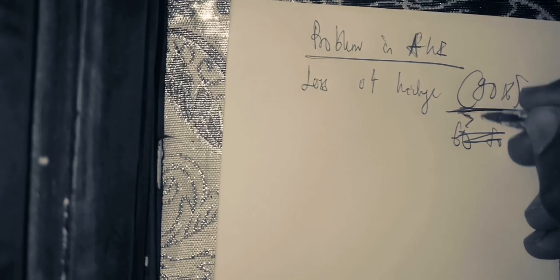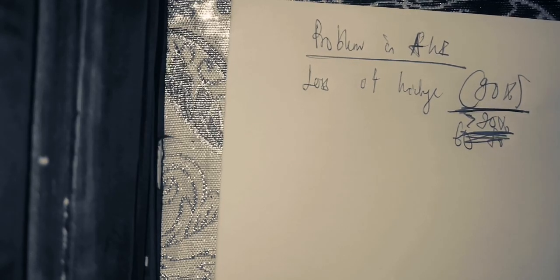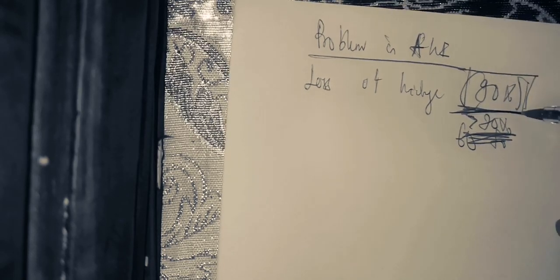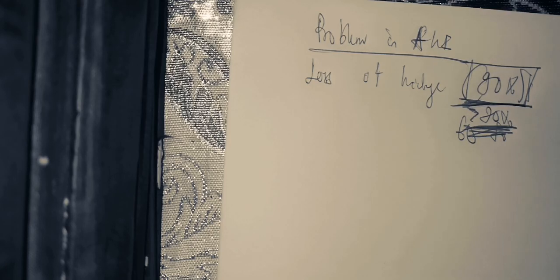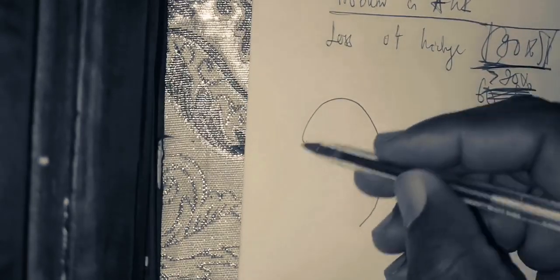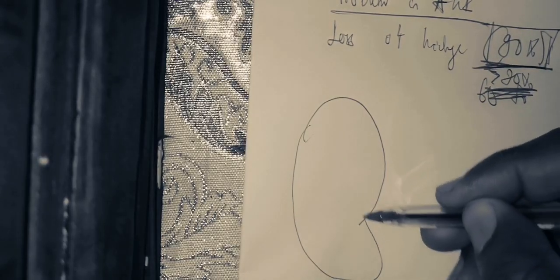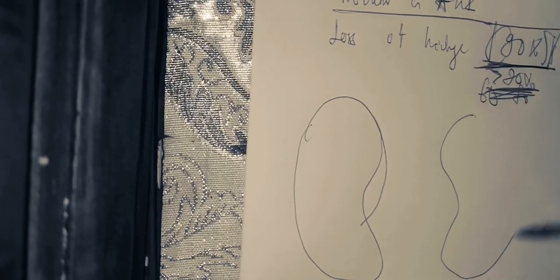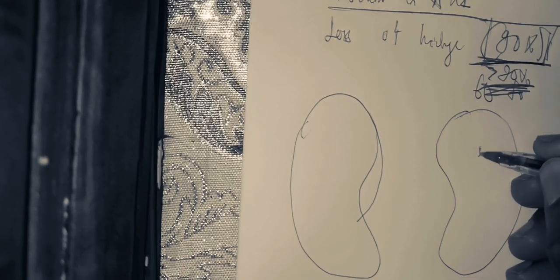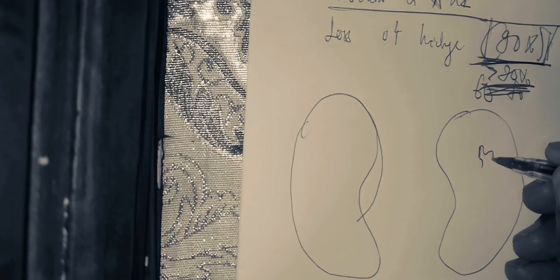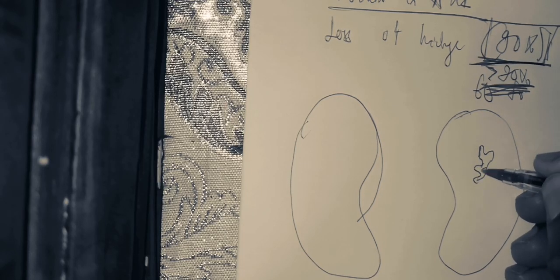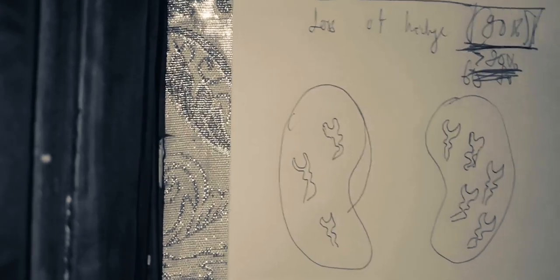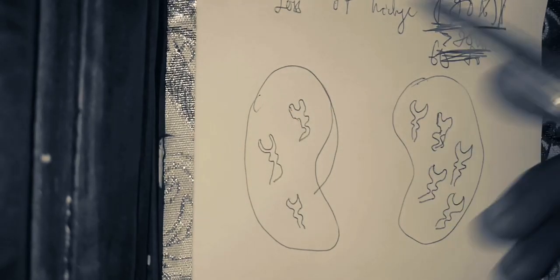Sometimes textbooks may say more than 70% loss of kidney functions. Is it clear? But most of the time it is taken as at least 90% loss of kidney function. Meaning that what? Let's say you have two kidneys, and the kidneys are made up of multiple nephrons inside.